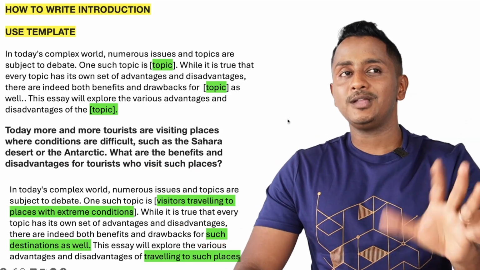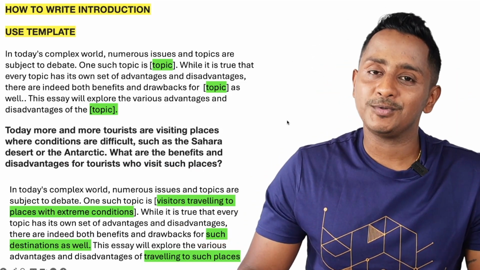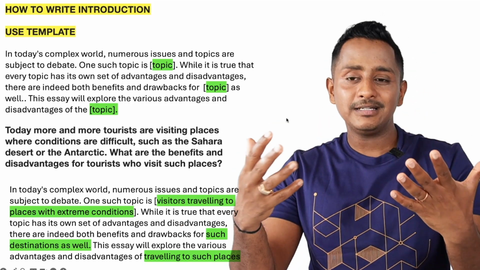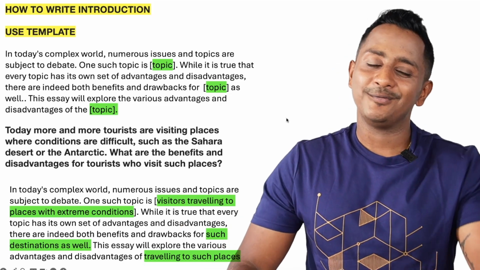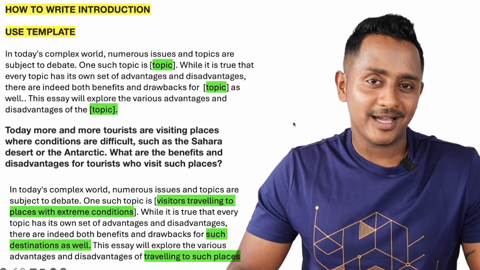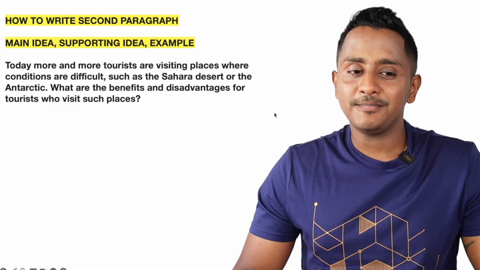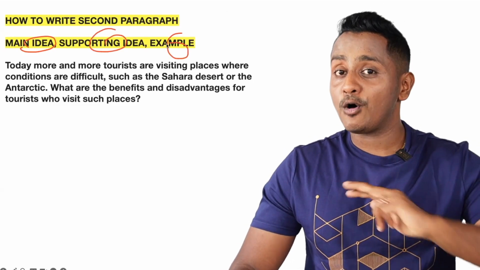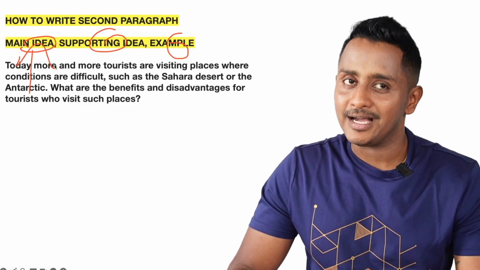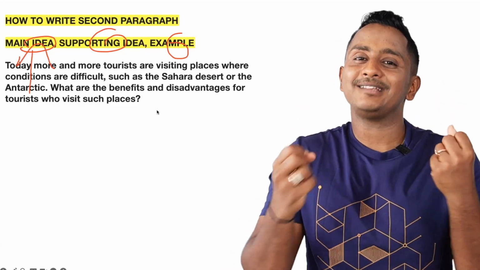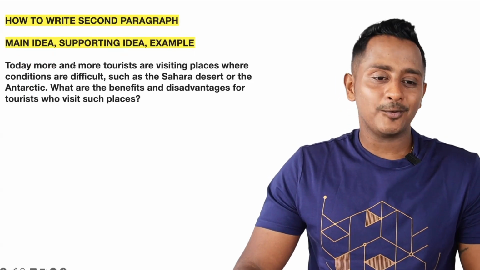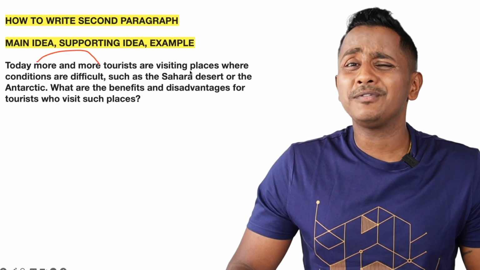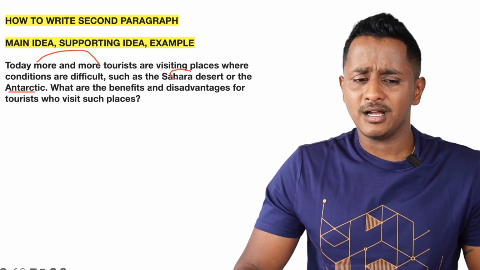If you do it this way, then now we're going to go to step 2, where we get the right ideas and then we plan it. Step 3 is executing, with writing paragraph 2, paragraph 3 and paragraph 4. So how to write the second paragraph? We already saw this internal structure: main idea, supporting idea, an example. All we want is that main idea. So here we're going to brainstorm and get that main idea. For this particular question, today more and more tourists are visiting places where conditions are difficult. They have given an instance already, Sahara Desert and Antarctic. What are the benefits?